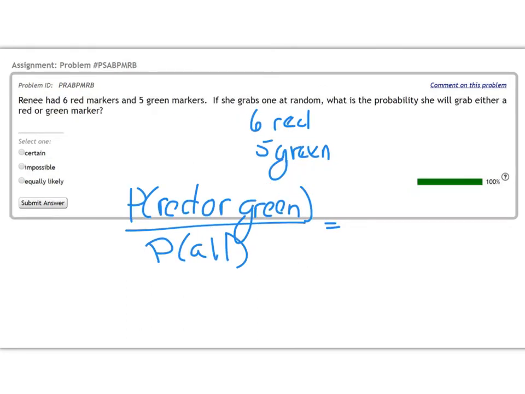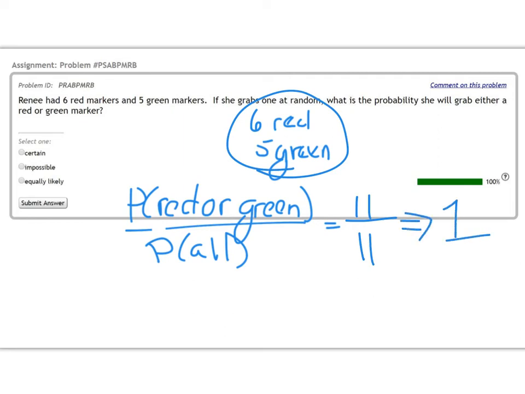All right, this problem says Renee had 6 red markers and 5 green markers. If she grabs one at random, what is the probability she will grab either a red or a green marker? So that means red or green. We're looking for either one of these, which means we're actually looking for any of these. So either one of those would be 11 chances to pull either one of those out of the bag out of 11. So this means we have a probability of 1, which means this is certain.